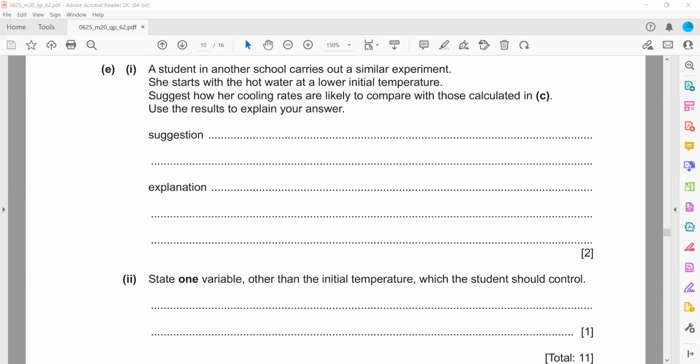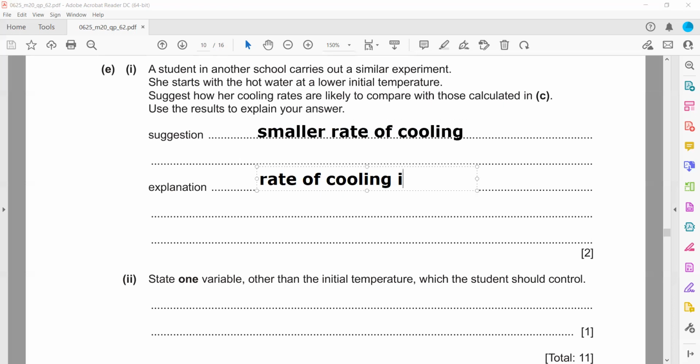And what will be the reason for that? Because the rate of cooling depends on the temperature as well. Higher temperature, faster rate of cooling. So it will have a smaller rate of cooling. And the rate of cooling depends on the initial temperature. So higher temperature, faster rate of cooling.